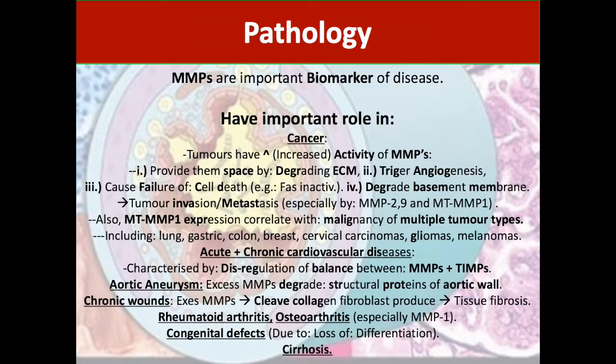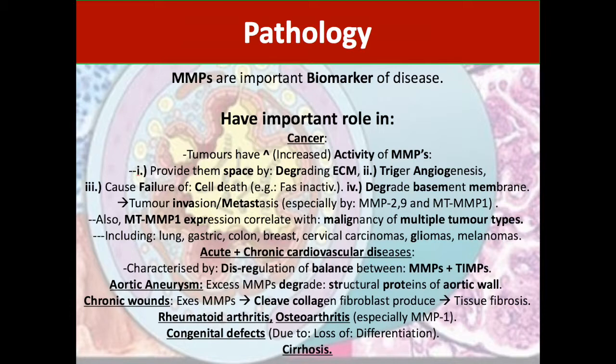Pathology. MMPs are important biomarkers of disease. They have an important role in cancer. Tumors have increased activity of MMPs. 1. They provide space by degrading the extracellular matrix. 2. They trigger angiogenesis. 3. Cause failure of cell death, for example, by inactivating the Fas ligand.